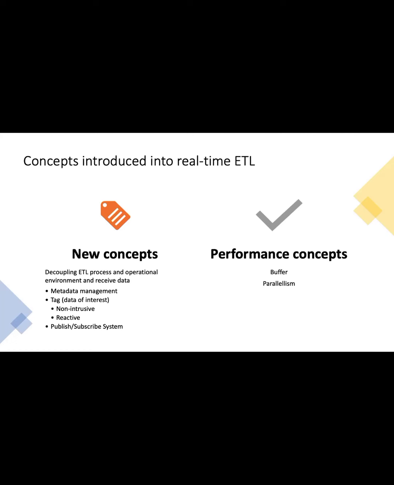By means of a tag or data of interest, we can assign a data of interest from the operational environment and make this data available from the operational environment to the data extraction magnet. The tag is an indicative that data produced in the operational environment is of interest to the DW repository.